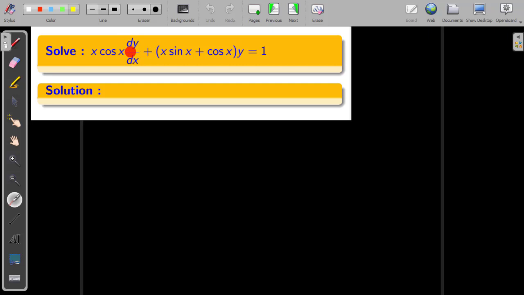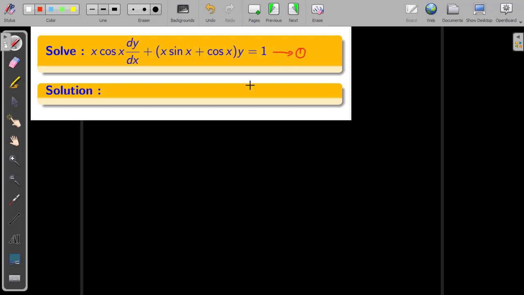Because I want every time the coefficient of dy by dx to be 1. First, remove x times cosine x, then rearrange, so you will get the standard form of a linear equation. From there we can go for the solution part. So the solution, I'll begin like this. I can suppose this is equation number 1 directly.